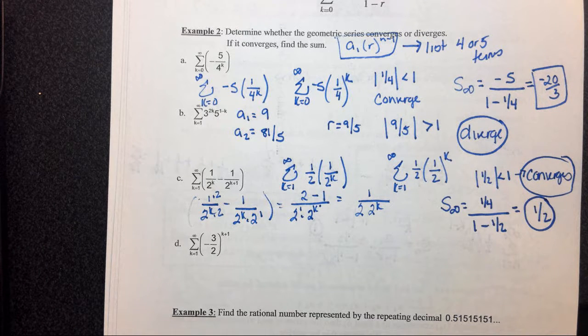So you guys go ahead and try D for me. Go ahead and figure out whether or not this is going to converge or if this is going to diverge. Again, if you're not sure how to rewrite it in the form of A times R to the n or A times R to the n minus 1, write out the first couple terms to identify your common ratio.